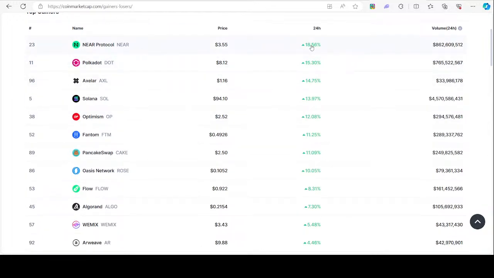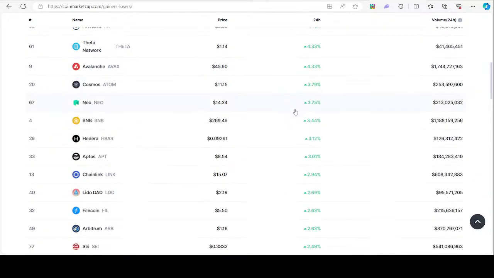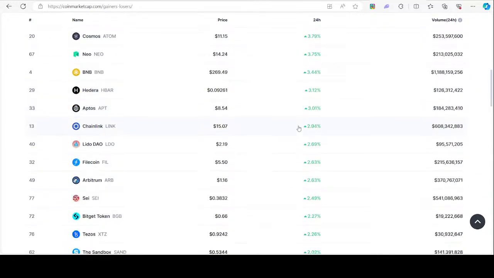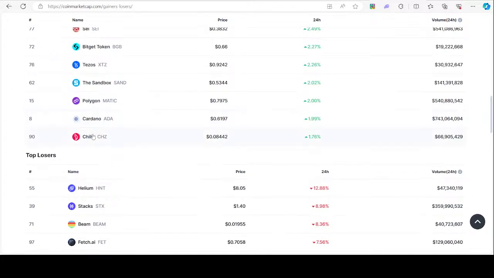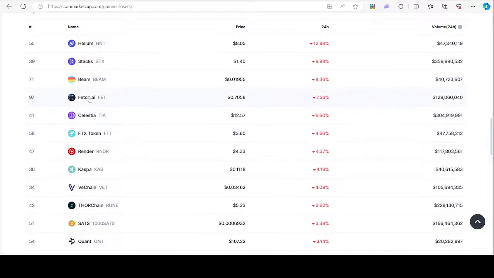So we have Near Protocol up 18%, Polkadot, Algo 7%, APT 3%, right? Chiliz at 1%. Top losers, right? So this is where we want to look. HTN took a 12% loss. FET is down 8%, so that's a good look for FET. Beam is down 8%.